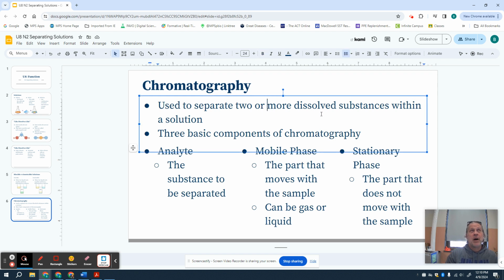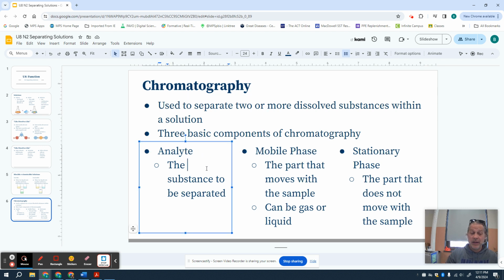There are many different types of chromatography, but the one that we're going to focus on is relatively simple. All types of chromatography have three distinct parts. They have the analyte. The analyte is the substance that's being separated. So it's the mixture that has two or more dissolved things inside of it.